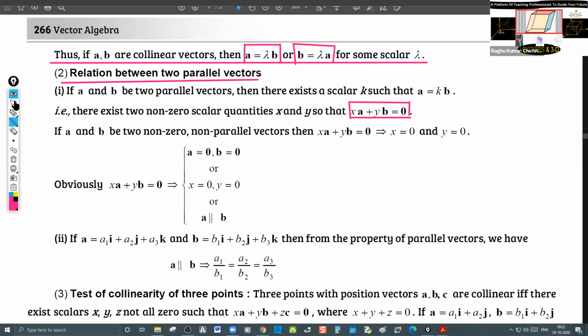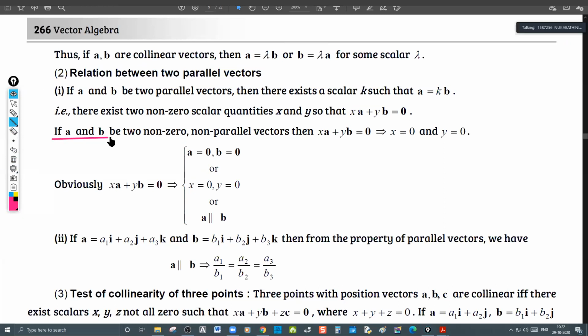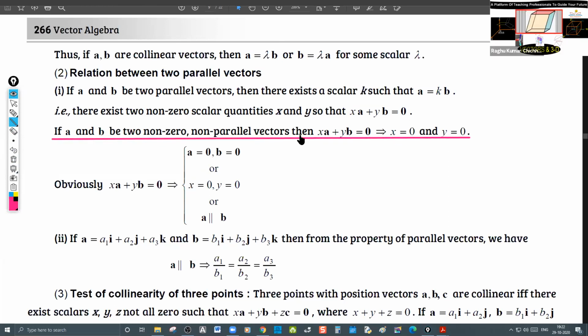Now, very important point. Please listen to this. What I explained you is this. Pranit, please read this. If A and B are two non-zero, non-parallel vectors, then X of A plus Y of B is equal to zero, where X is equal to zero and Y is equal to zero. This is what I'm saying.